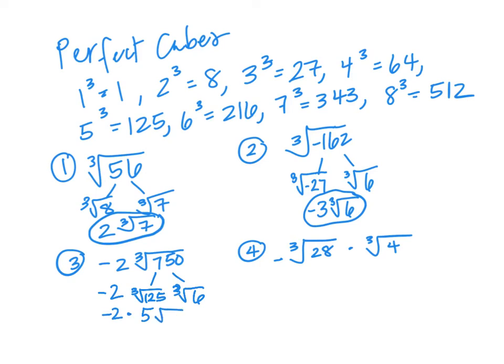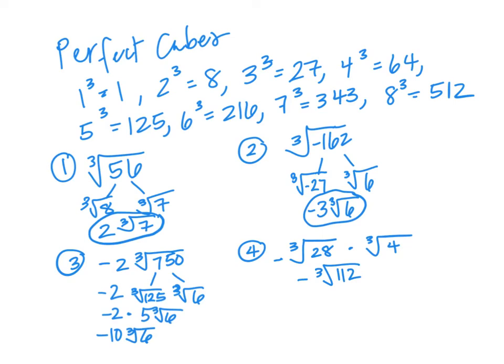And we have 6 still in the cube root. And so now we do negative 2 times 5, and that gives us negative 10. And then inside the radicand is 6. All right, last one. We are going to be multiplying negative cube root of 28 times the cube root of 4. So 28 times 4 gives us 112. We're going to keep that negative sign on the outside.